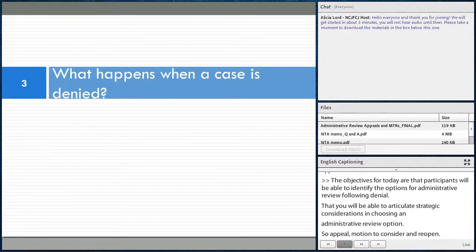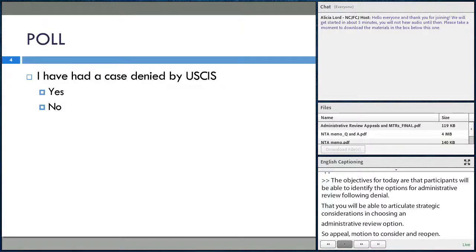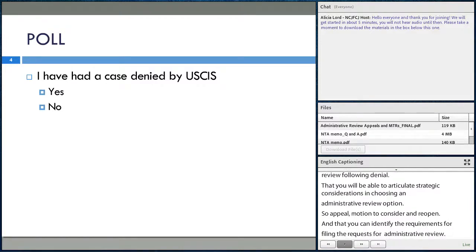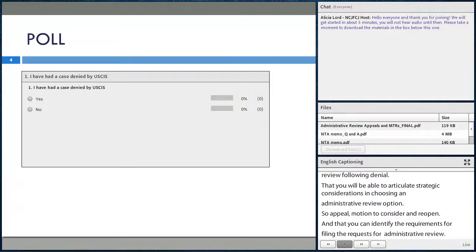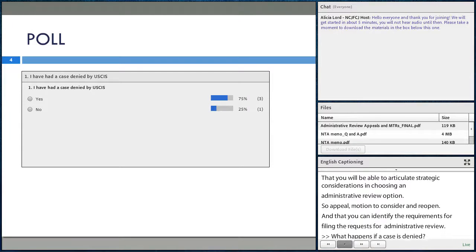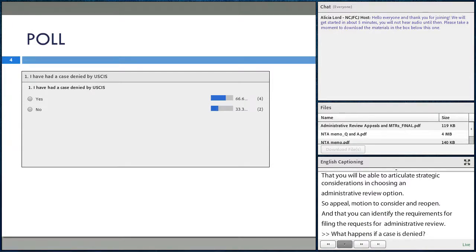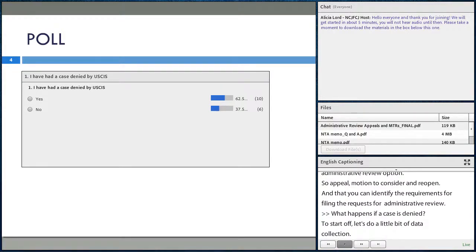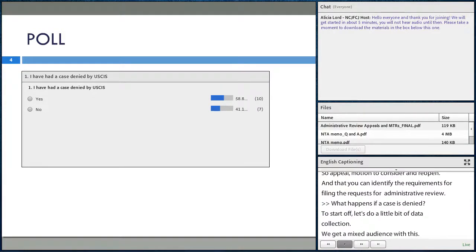So what happens when a case is denied? To start off, let's do a little bit of data collection. We always get a mixed audience with these webinars, so it would be really helpful if people could respond to these questions with either a yes or a no based on whether or not they have had a case denied by USCIS before. And of course, everything is completely anonymous, as always.